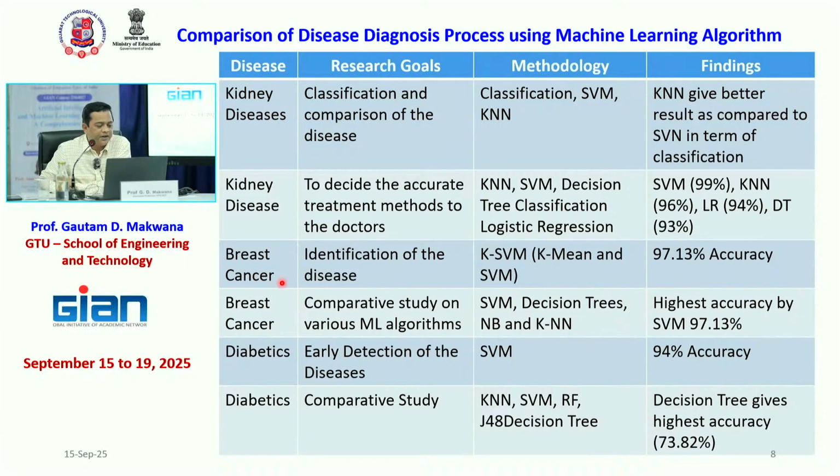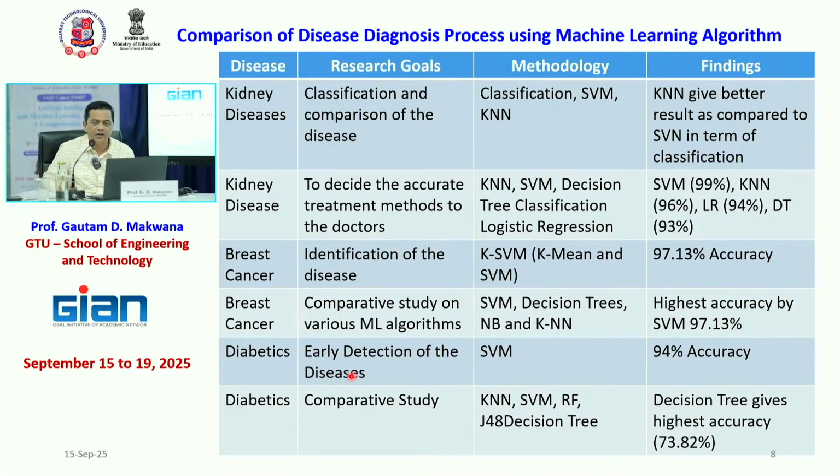Then there is breast cancer, identification of the disease. Here it is KSVM, which I can say is a cascading of KNN and SVM, and it gave 97% accuracy. Another is a comparison study of various ML algorithms: SVM, decision tree, NB, and KNN. The highest accuracy you can get is around 97%.